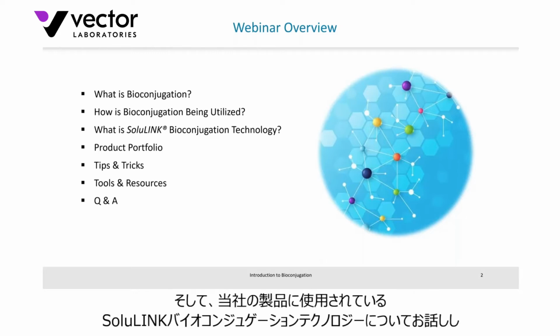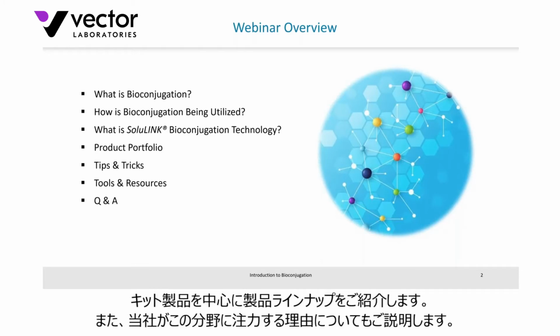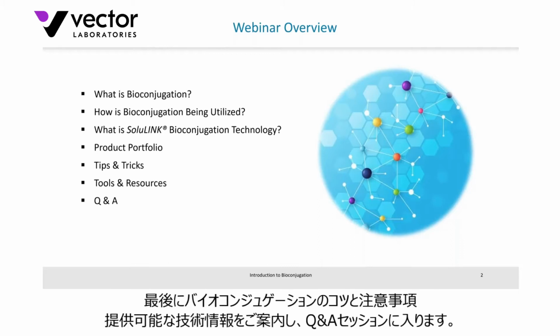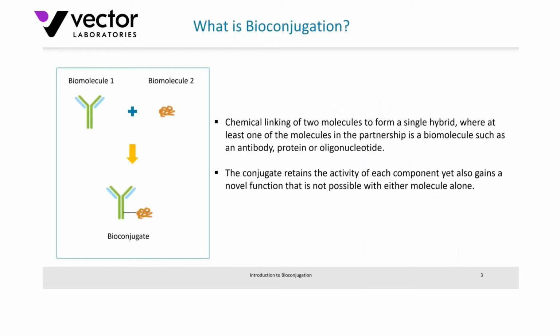Then we'll look at the actual SoluLINK chemistry itself, the bioconjugation technology that's incorporated in those products. Then we'll have a look at what the product portfolio is, focusing on some of the kit formats, and I'll mention why we're focusing on that a little later on. And then tips and tricks or do's and don'ts for bioconjugation, some tools and resources that we can make available for you. And then, as Byron mentioned, at the end, we'll have some time for a little bit of Q&A.